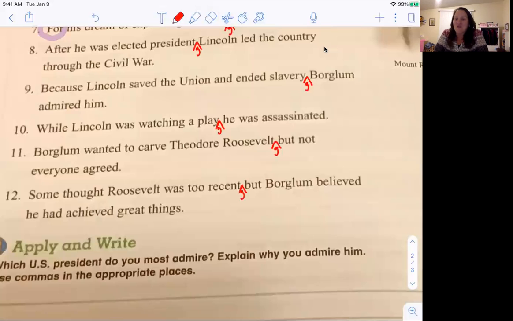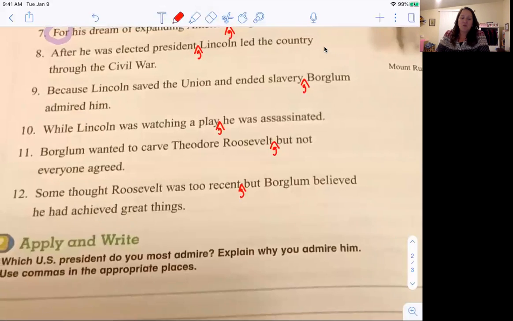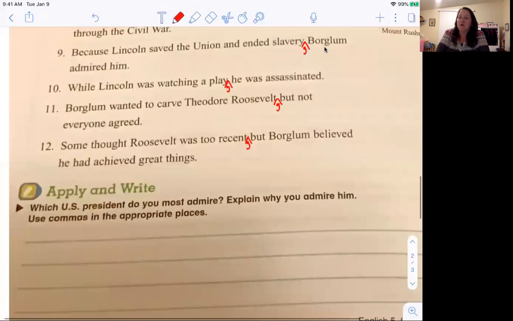Now, apply and write is a fun one because I know a lot of you are history buffs and you love history so much. Apply and write says this. Which U.S. president do you most admire? Explain why you admire him. Use commas in appropriate places. I really admire President Reagan, and I think it was because he was the first president that I remember as a kid. But I'm not quite sure if that's why. I just have a great admiration for him.